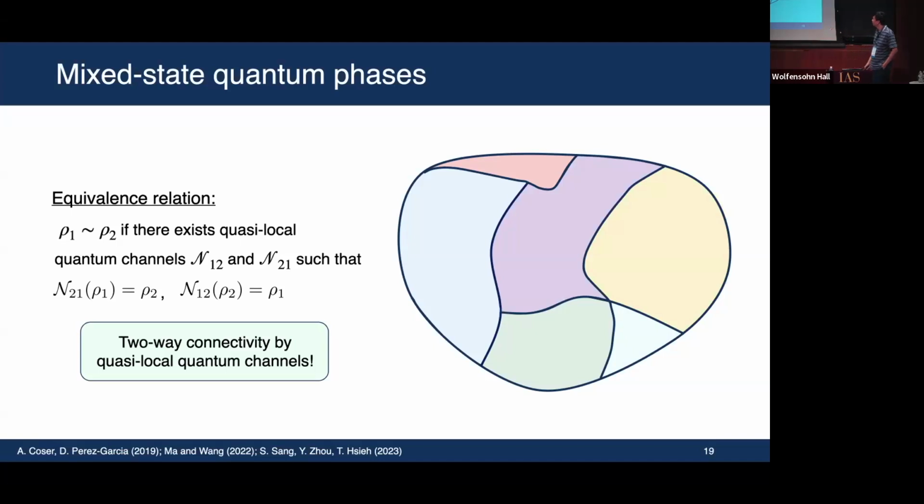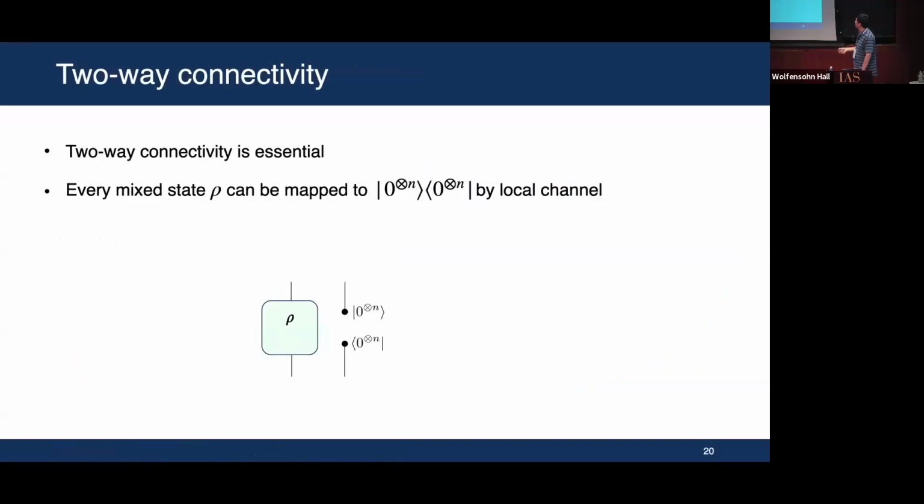Okay. So the important difference here is that because quantum channels are not invertible in general, we have to demand connectivity in both directions. All right, and then we can hope or we expect that we get different phases in the landscape of many-body mixed states. Okay. Here, just to add a remark, it's essential to have two-way connectedness, because otherwise, if you demand one way, it's not even an equivalence relation.